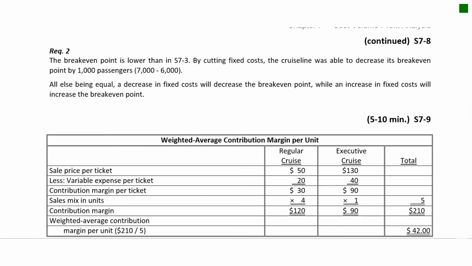And then finally here at the top, they're just basically showing you the requirement to notice the break-even point did go down. You basically reduced your cost. That means you have less cost to cover. You actually reduced it by 1,000 passengers.